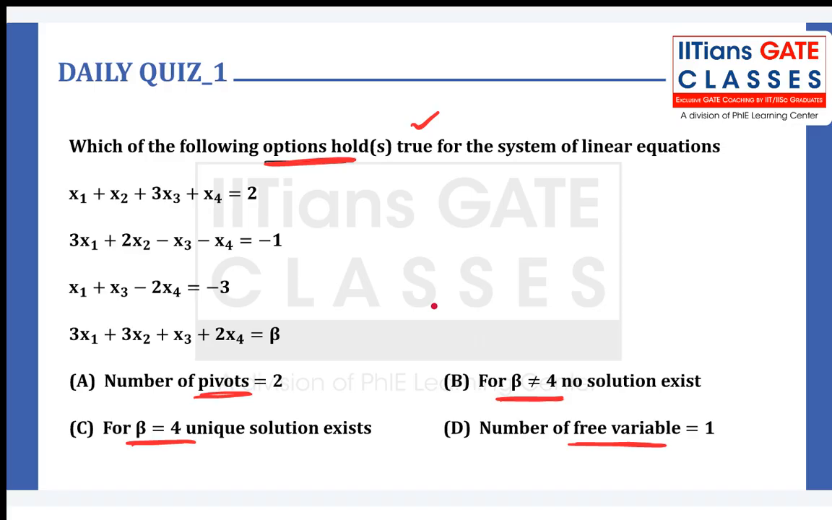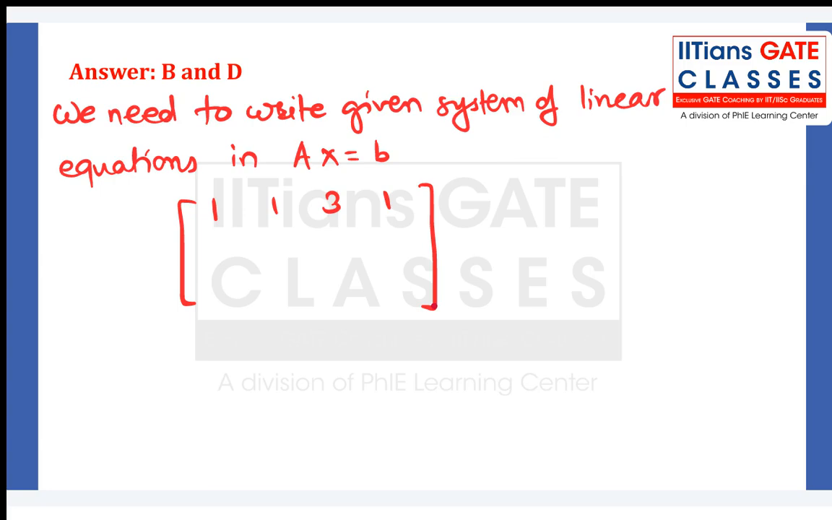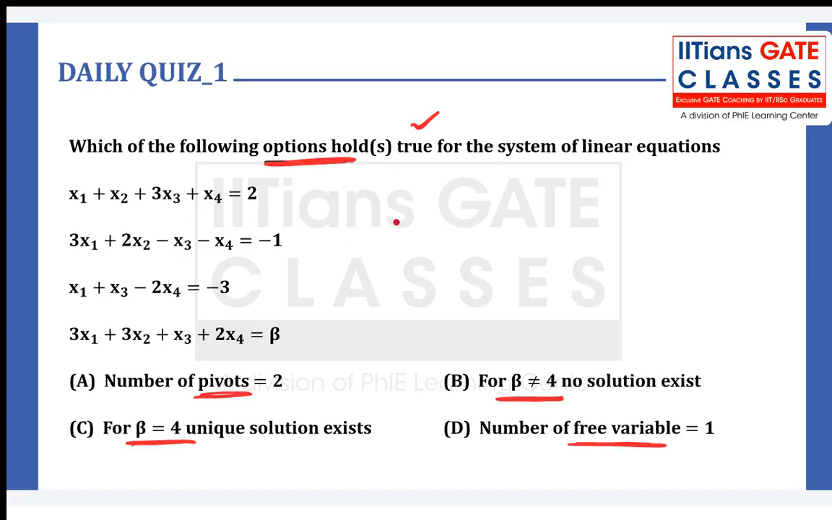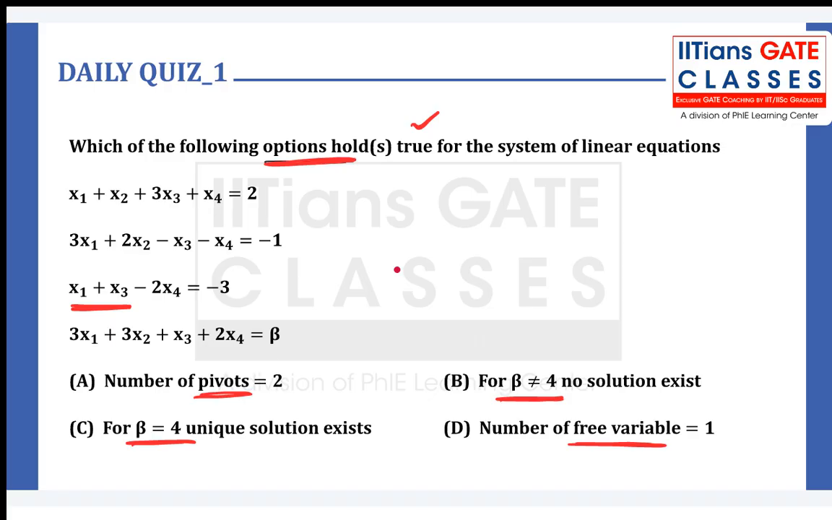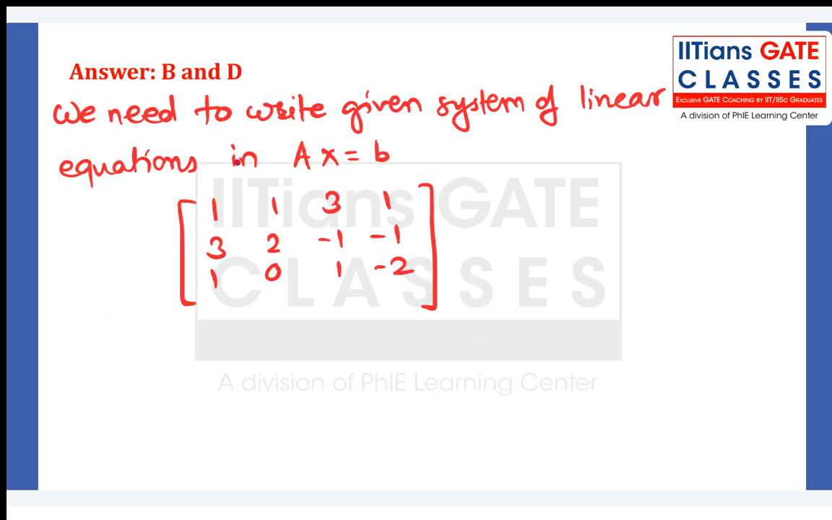Similarly, you have to make a note of all the 3 remaining equations. 3, 2, minus 1, minus 1 will be the second row. The fourth row will be 1, 0, 1, minus 2, because there is no x2 here, so x2 is 0. And the last row will be 3, 3, 1, 2. Your x matrix will be the unknown variables, which are x1, x2, x3, x4.